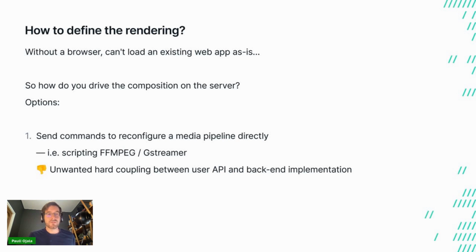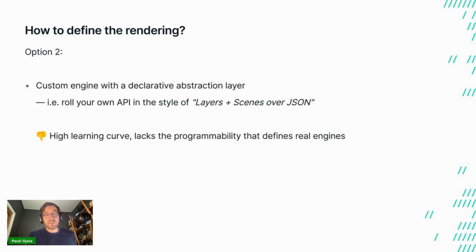The sort of least effort option might be to just expose the media pipeline's native interface, FFmpeg, GStreamer. They have what are basically small scripting languages. You could just script the media pipeline using that, but that creates a very difficult to use and difficult to modify coupling between the user API and what goes on the back end. So the other option might be to roll your own engine on top.